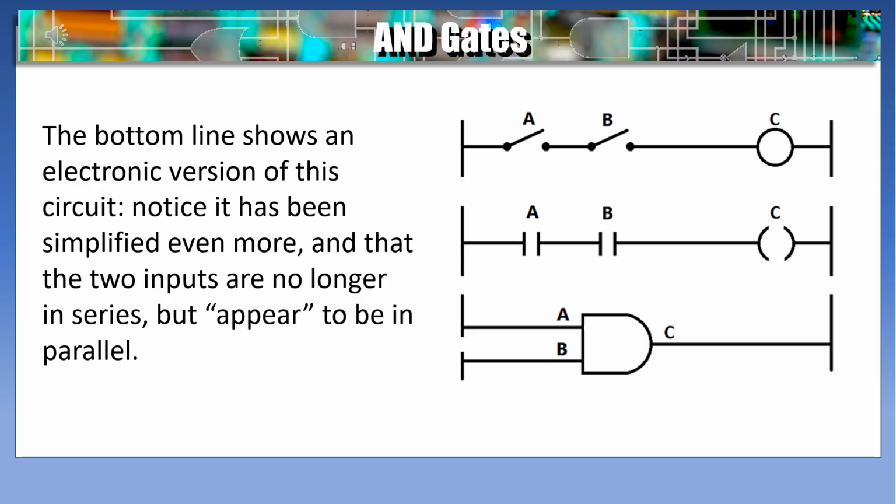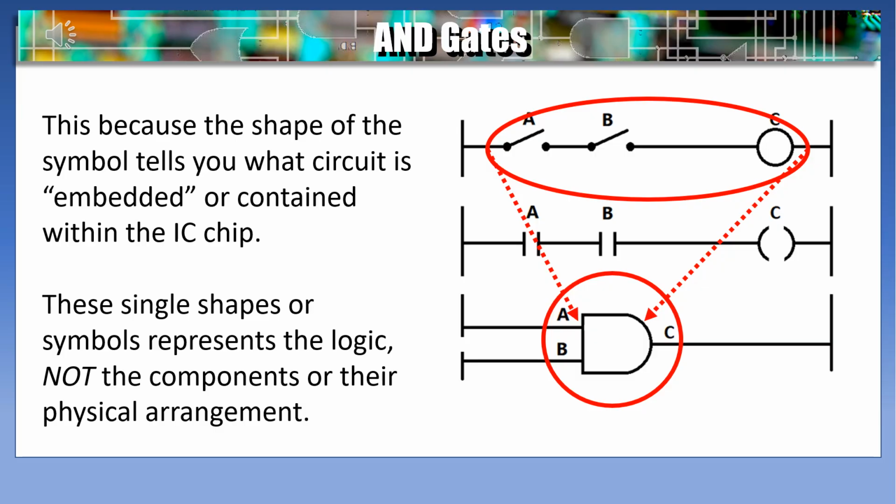Notice it has been simplified even more, and that the two inputs are no longer in series, but appear to be in parallel. This is because the shape of the symbol tells you what circuit is embedded or contained within the chip. These single shapes or symbols represent the logic, not the components or the physical arrangement.